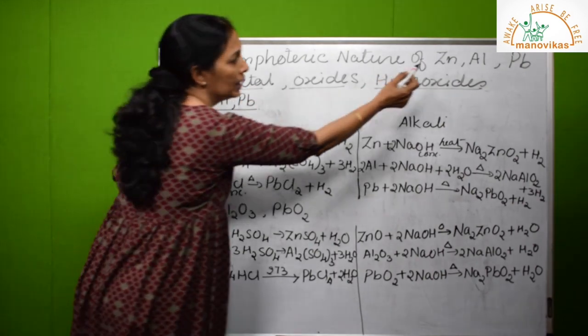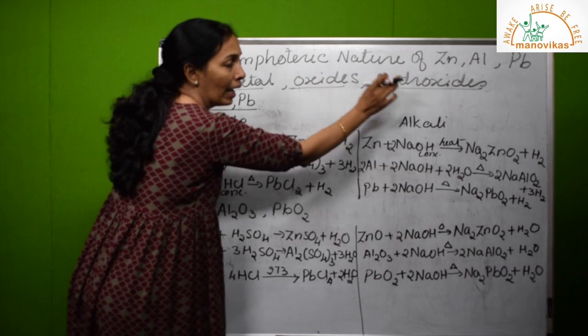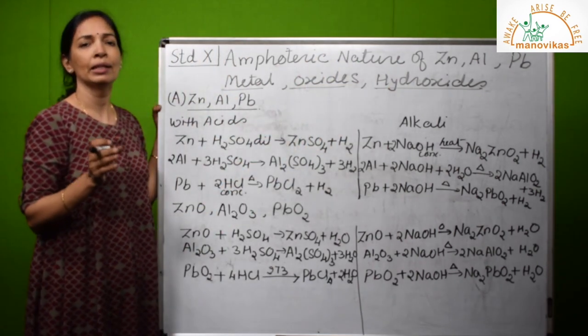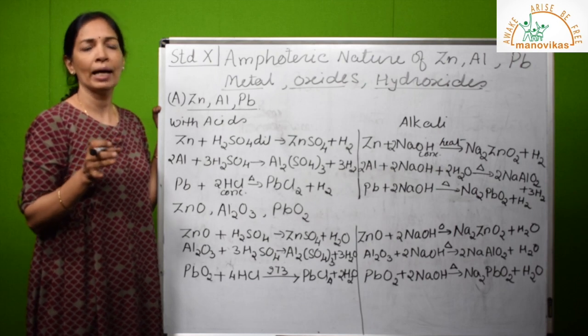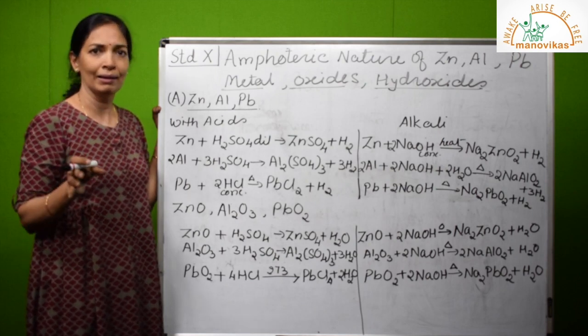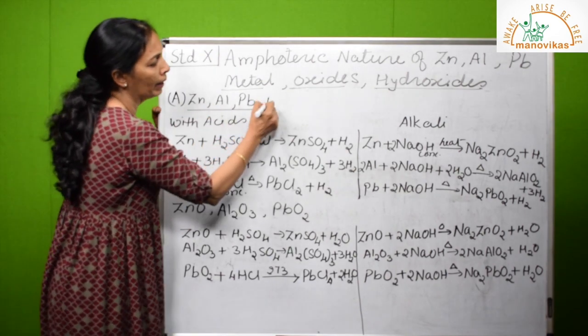Amphoteric nature of zinc, aluminium and lead: the metals, their oxides and hydroxides. Now what is amphoteric nature? Amphoteric nature of a substance is when the substance reacts with both acid and alkali and makes salt. So now we will first take zinc, aluminium and lead metal.